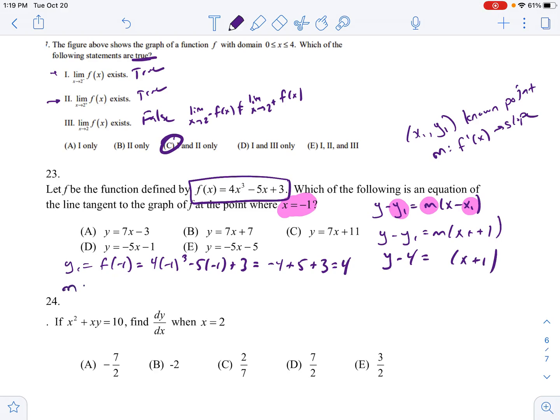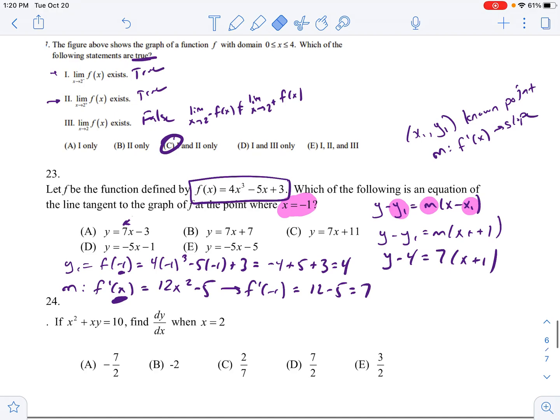And the last thing we need is slope. That'll come from the derivative. So let's take the derivative of this function, and again, evaluate it at the x value of -1. And I'm getting a slope of 7. Okay, which looks good because a couple of these have slopes of 7, as we can tell. So I'm inclined to think we're on the right path here.